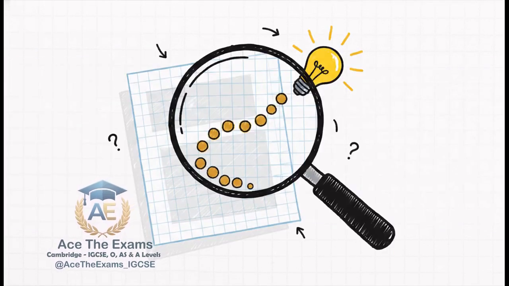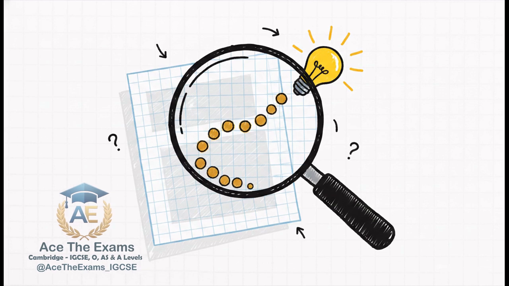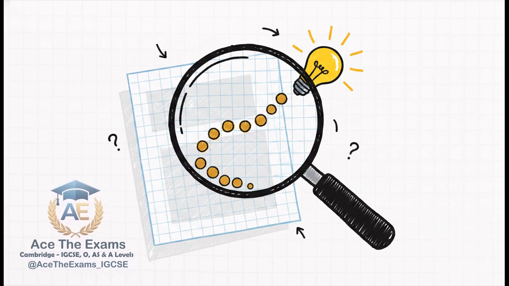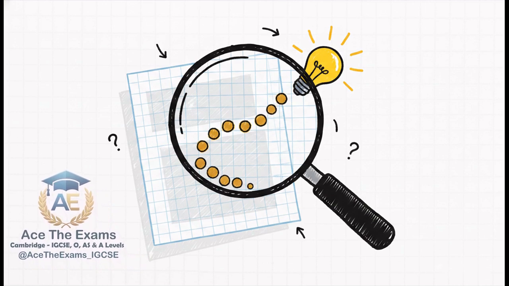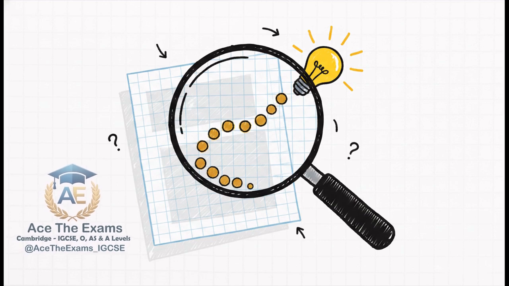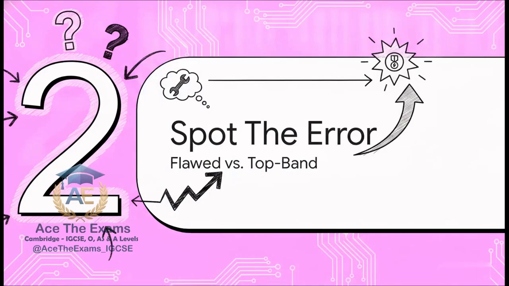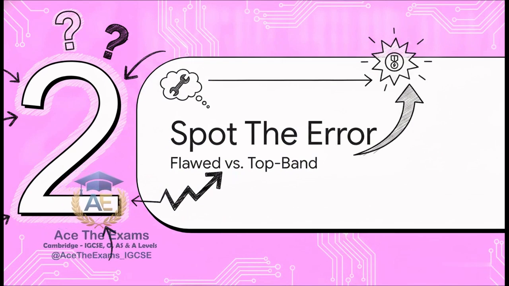Now, in a moment, I'll show you the examiner clue that changes the answer completely. But first, you need the framework that makes that clue obvious. Because without understanding the practical application, you won't even notice the breadcrumbs the examiner is leaving for you right there in the question scenario. Let's look at how this plays out in the real exam hall with Section 2, Spot the Error, Flawed versus Top Band.